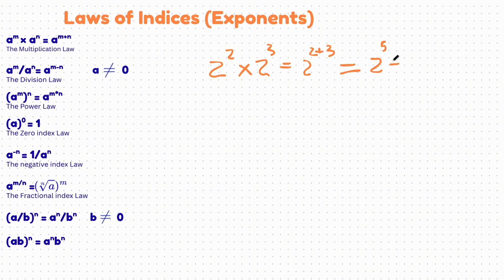2 raised to the power of 5 is the same thing as multiplying 2 by itself 5 times. And when we do that, we get 32. So 2 to the power of 5 is equal to 2 times 2 times 2 times 2 times 2.